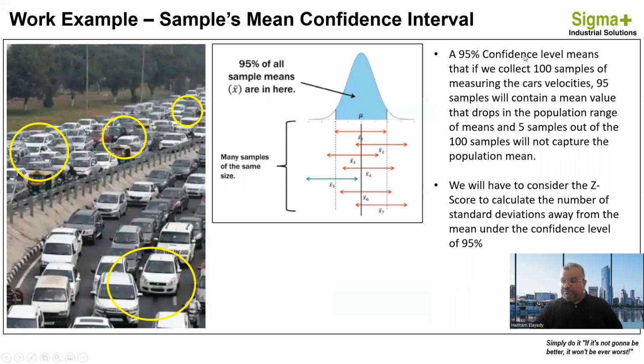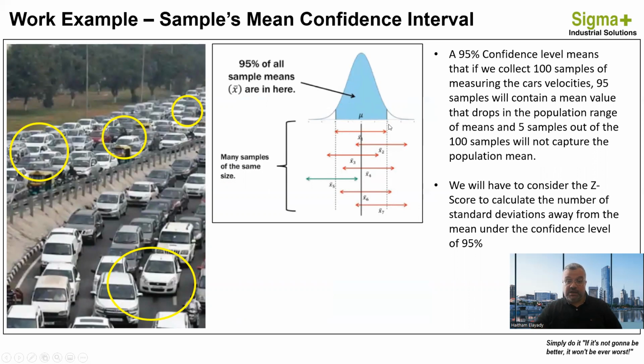So a 95% confidence level means that if we collect 100 samples measuring the car velocities, 95 samples will contain a mean value that drops in the population range of the means, and 5 samples out of the 100 will not capture the population mean. So as you can see, if we consider this is the distribution curve of the population, then the shaded area represents the 95%.